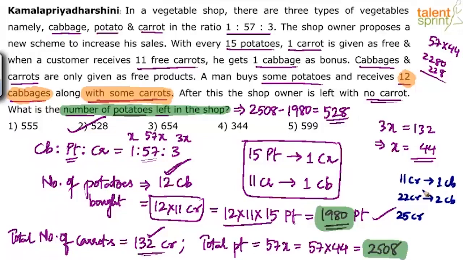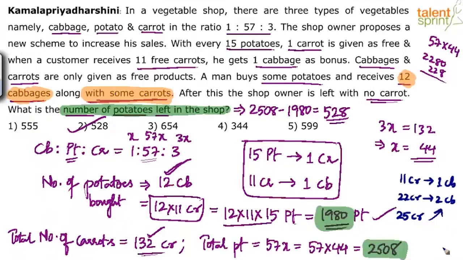The condition is, if you accumulate 11 free carrots, then I'll give you 1 cabbage free. In this case, he has accumulated 11 carrots, he got 1 cabbage free. 22 carrots, he got 2 cabbages free. But what happens if there are 25 carrots? If there are 25 carrots, then the man would get only 2 cabbages.